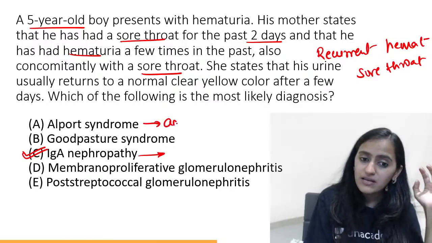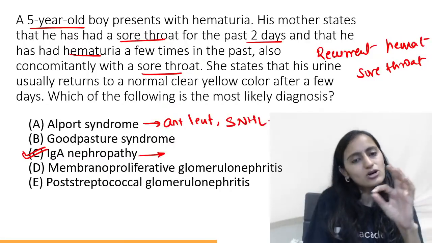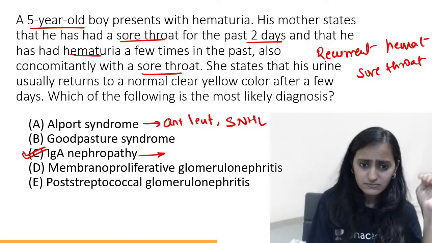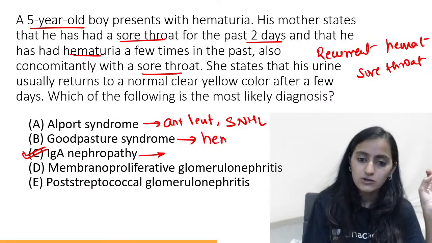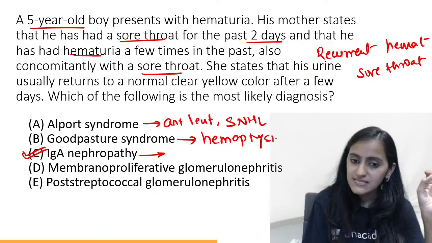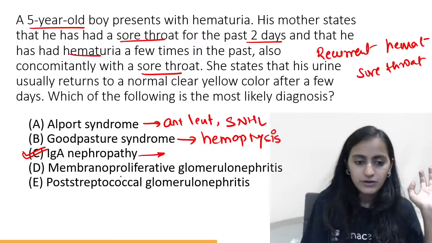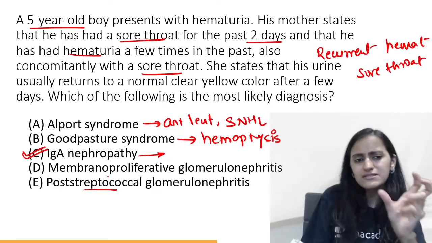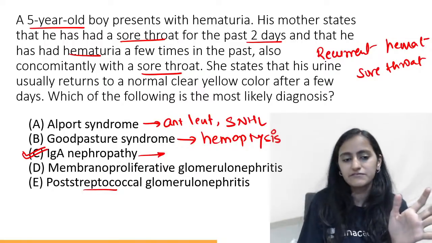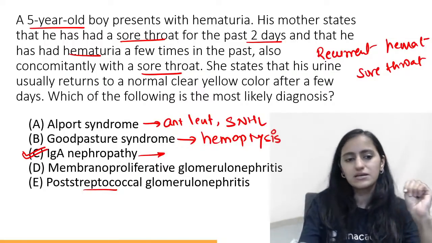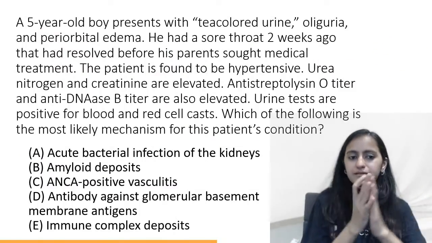For Alport, they will give you history of anterior lenticonus, sensorineural hearing loss, that will be there. Goodpasture affects the alveolar basement membrane also. So you will have hemoptysis along with hematuria, both will be there. Post-streptococcal comes a few days after your sore throat, and ASO will be positive. Not within 2 days will you get the hematuria. Alright, next one.